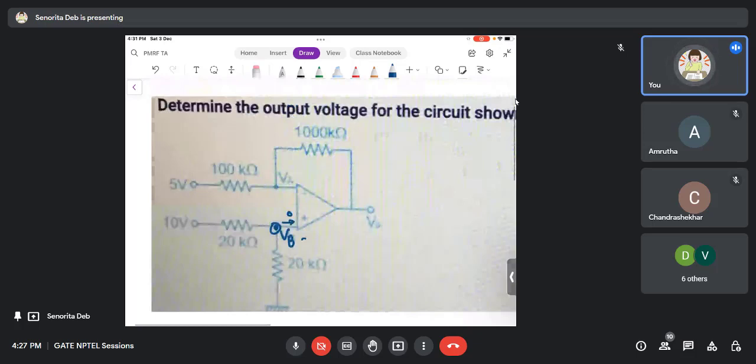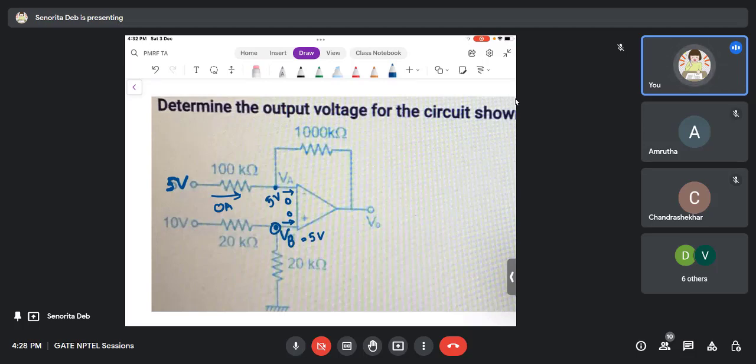Now if VB is 5 volts, from the virtual ground concept, VA is also 5 volts. Now if VA is 5 volts, we have 5 volts here as well in the input. So if both are 5 volts, will there be any current through 100k? There will be no current through the 100 kilo ohm resistor. So here there is 0 ampere, because the resistor is basically connected between 5 volts, right?